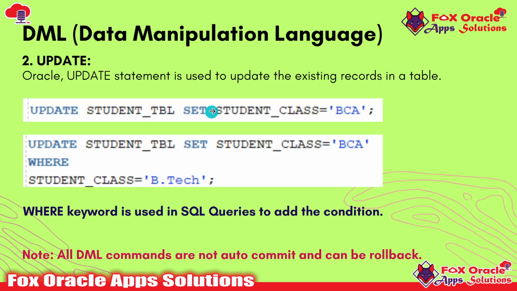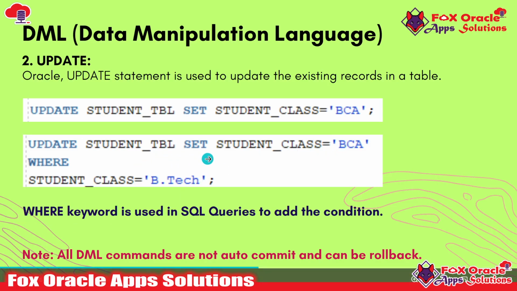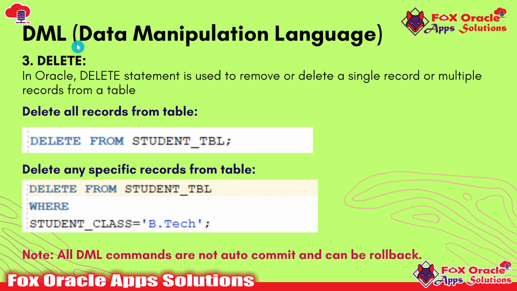So it will not blindly go and update all the records from the column SQL class. Instead, it will first find all the records having the SQL class value B10, and it will change this B10 to BCA in the same column. So that's why we use the WHERE keyword. And next we have delete. The delete keyword we use to remove records from a table.